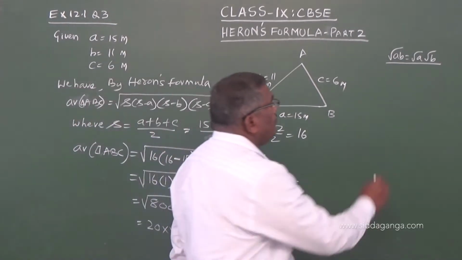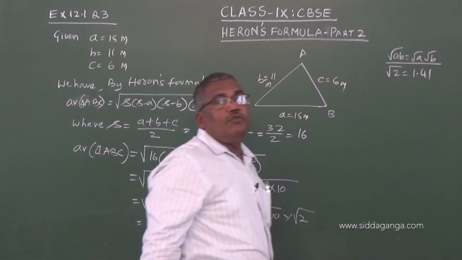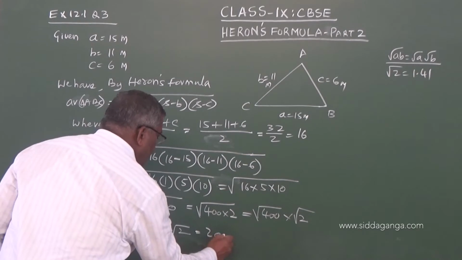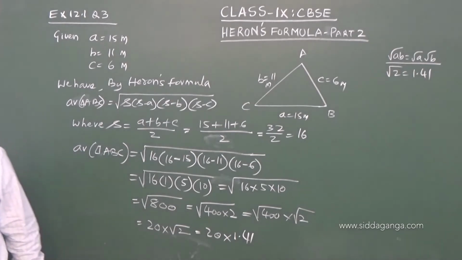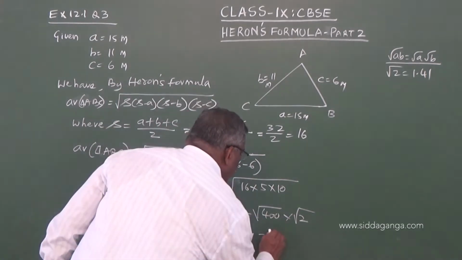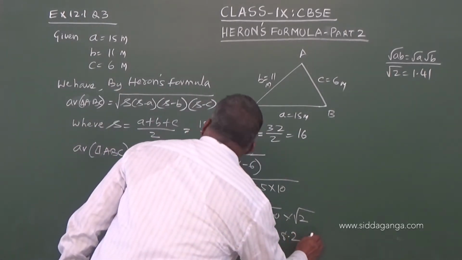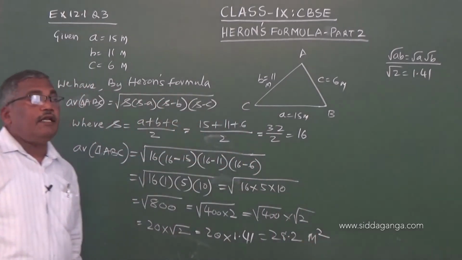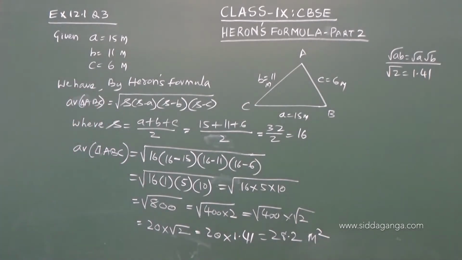So root 2 value, if you take it as 1.41, for 2 digits you can multiply with this. So 20 into 1.41. So you will get 28.2. So 28.2 meter square is the area of the triangle. So this completes question number 3.